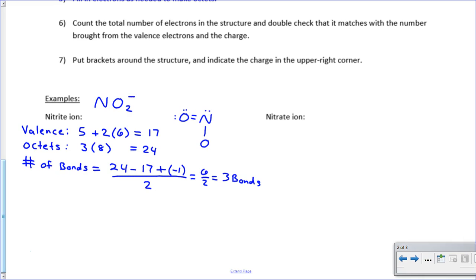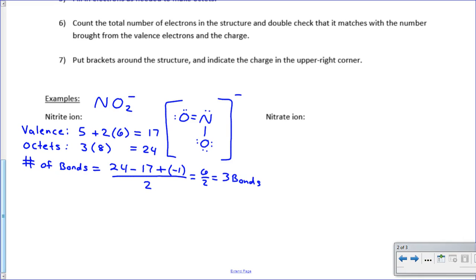Then this oxygen here at the bottom only has 1 bond, which means it has access to 2 electrons. It wants 6 more, so we'll put 3 pairs of electrons on it, and it looks like that. All right, and then you just throw a set of brackets around it and put the charge. All right, and that's that.